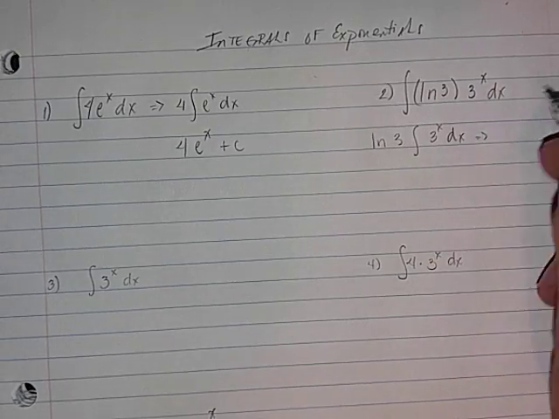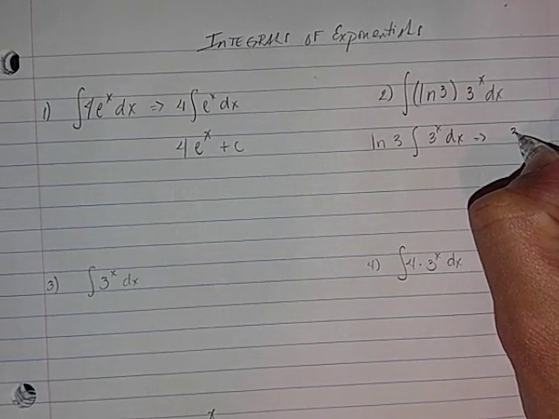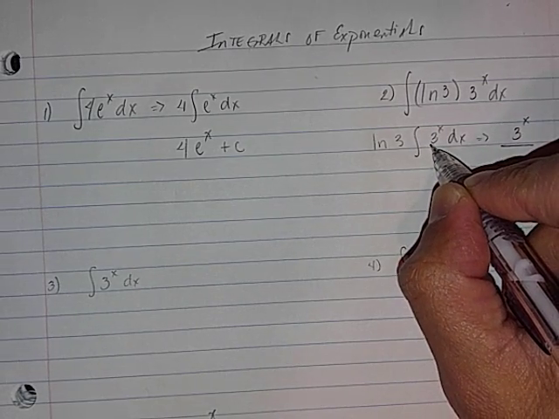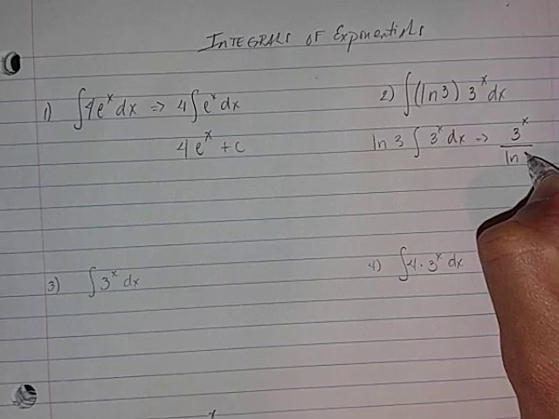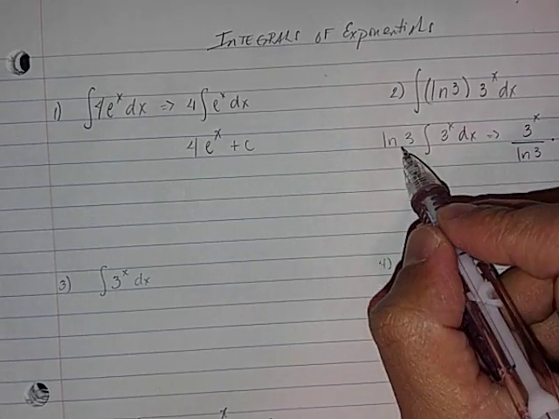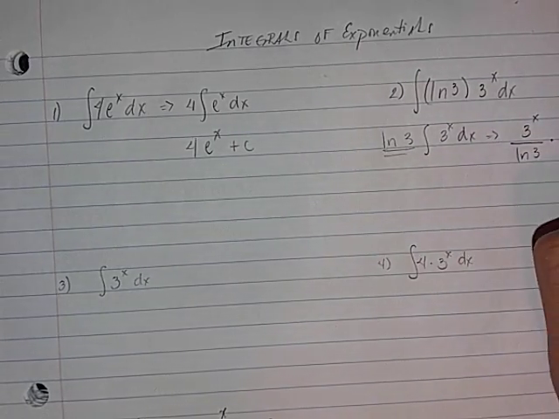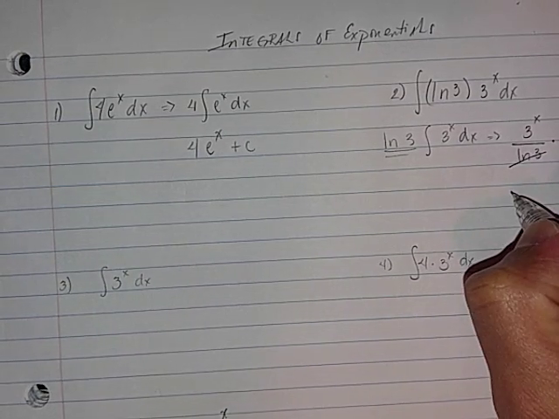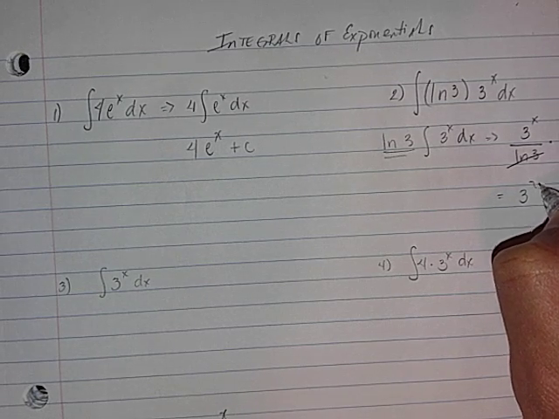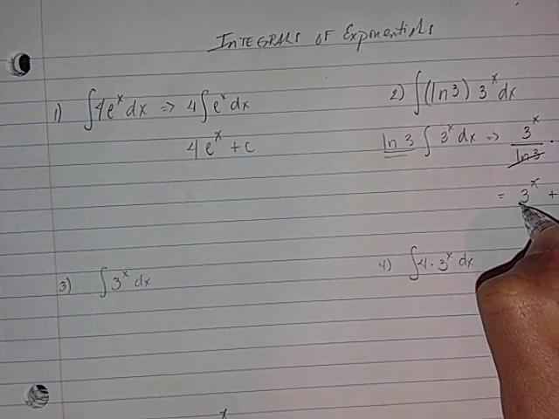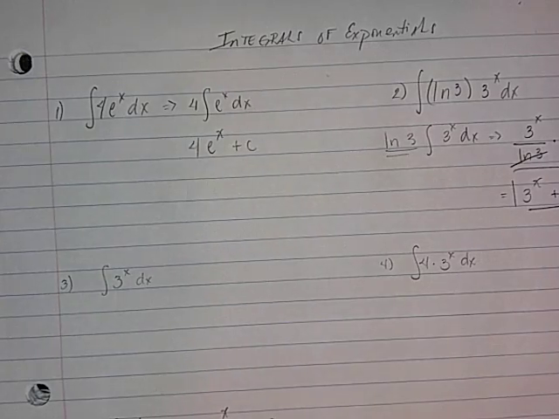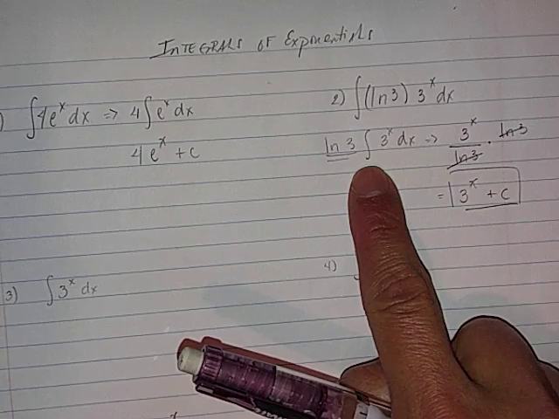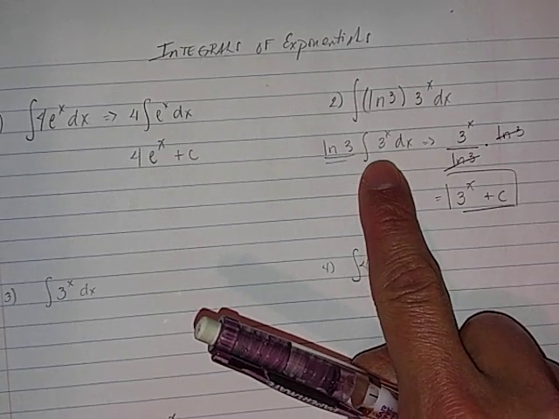When I do the integral of 3 to the x dx, I have 3 to the x. Instead of multiplying by ln of 3, I'm going to divide by ln of 3. But then at the very end, I'm going to multiply the whole integral by ln of 3. These simplify out, and my answer is 3 to the x. But don't forget your constant of integration. Here it is. So make sure you don't forget.